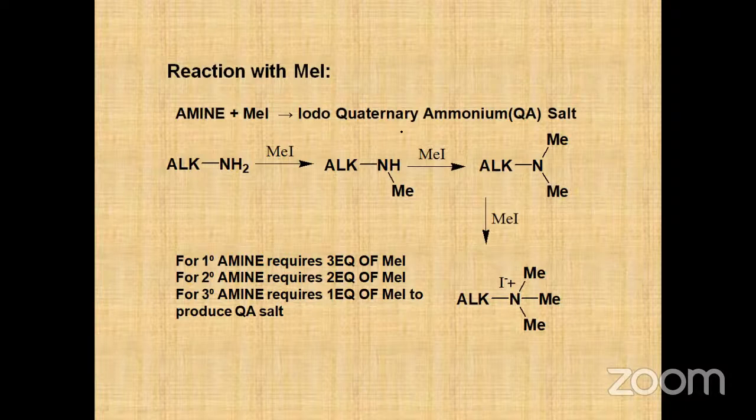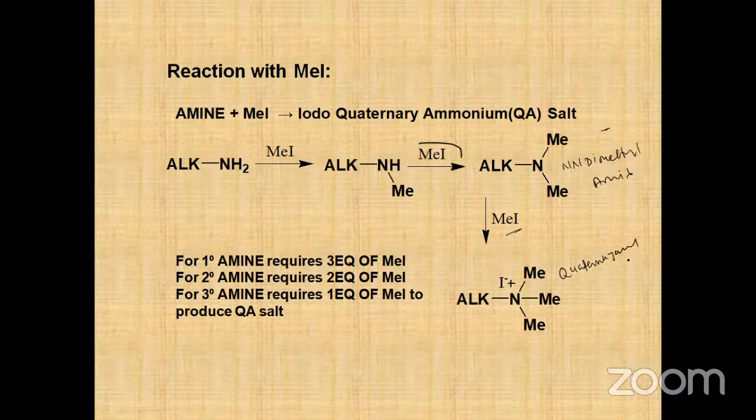It reacts again with another molecule of methyl iodide, leading to the formation of N,N-dimethyl amine. Again, this N,N-dimethyl amine reacts with another mole of methyl iodide, leading to formation of N,N,N-trimethyl alkyl amine. It is the iodinium salt, which is also called a quaternary ammonium salt.